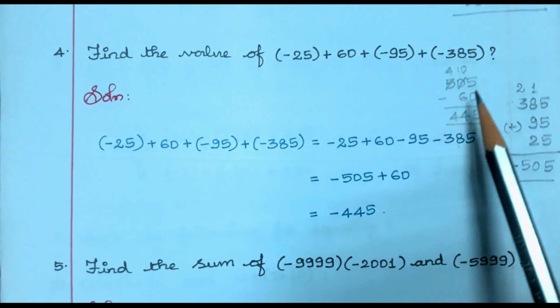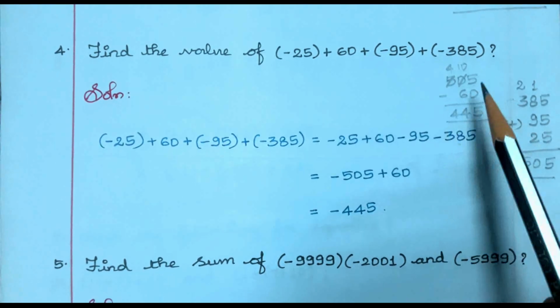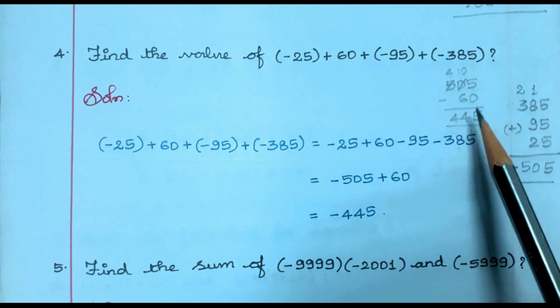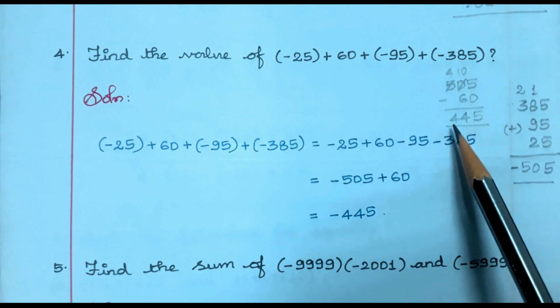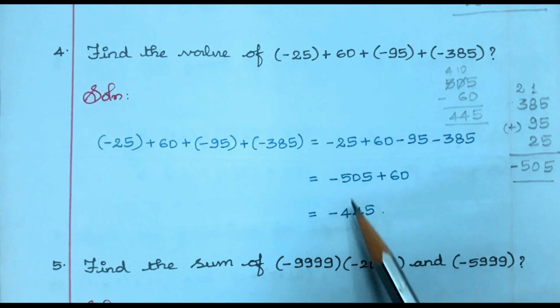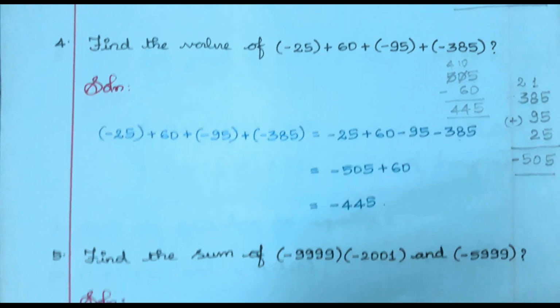505 subtracted by 60. So 5 minus 0, 5. Here we borrow, 10 minus 6 is 4, and it becomes 4, so 4. Now we got 445 and the biggest number's sign is minus, so minus 445. Clear? Next we'll move on to the fifth question.